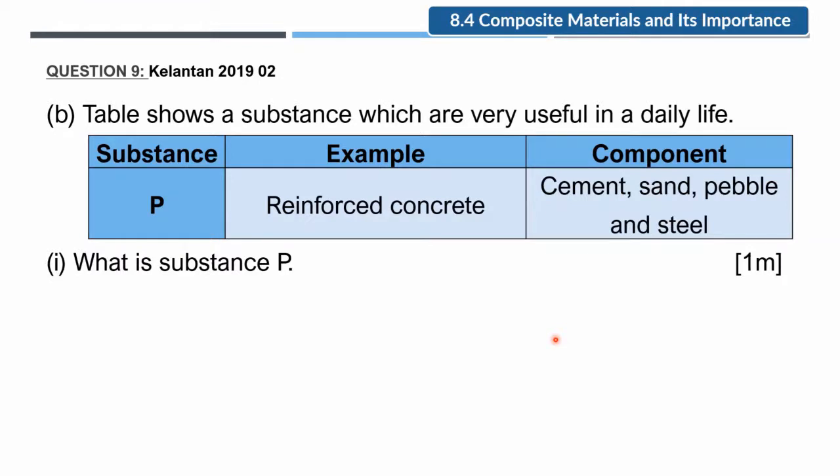Let's try some questions of this part. Table shows a substance which is very useful in daily life. Substance P, for example, reinforced concrete. Components are cement, sand, pebble, and steel. 1 mark. Question: what is substance P? Answer: composite material. Because composite material has 5 types, reinforced concrete is one of them. So P will be composite material.